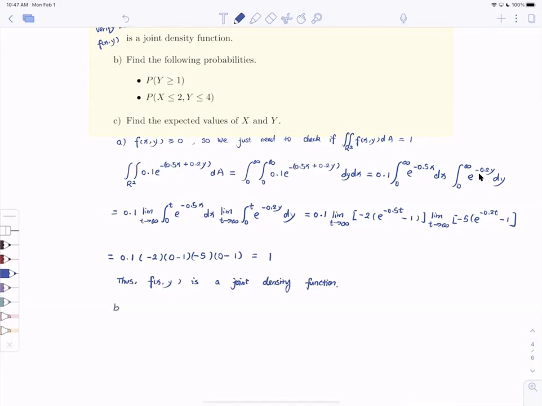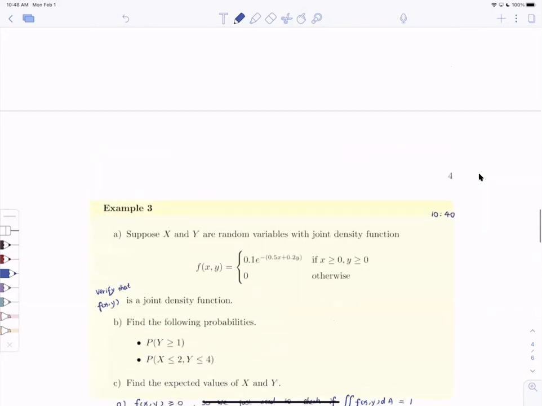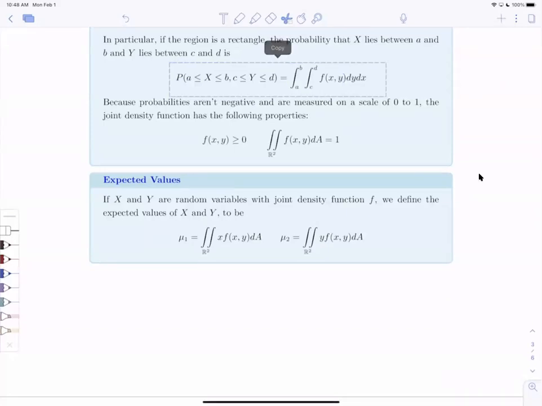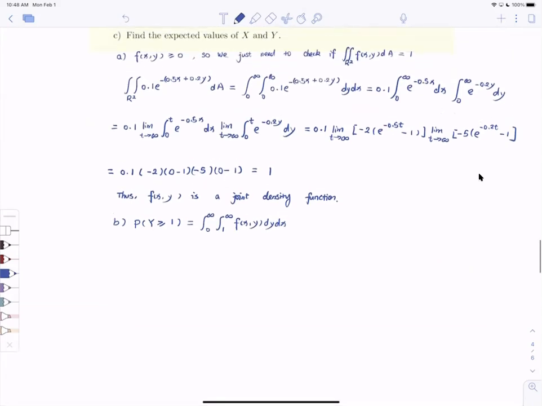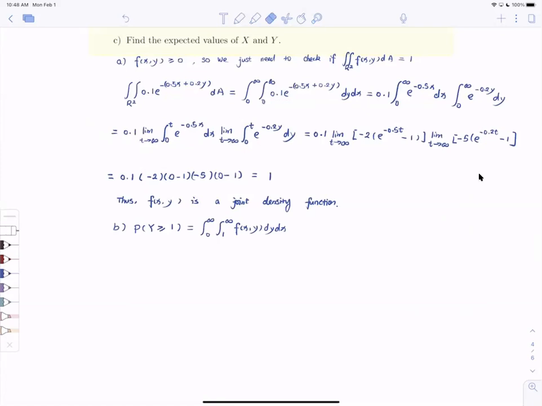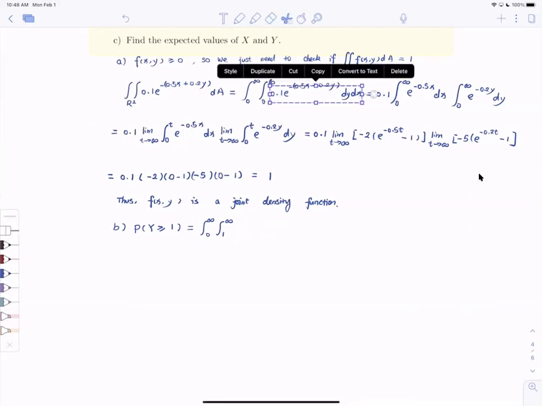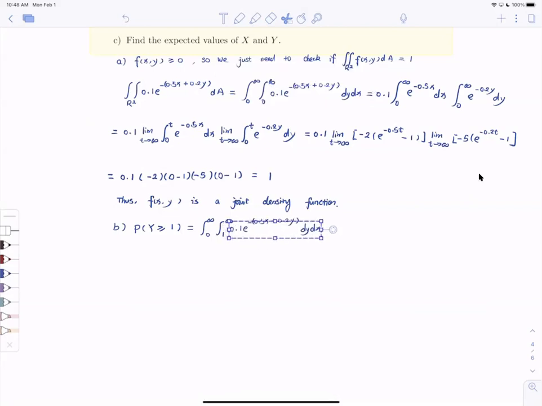Okay, part B. Find the following probability. So you need to use this formula to compute this. So let's try that. So P of y greater than or equal to 1 equals the integral from 0 to infinity, 1 to infinity, of f(x,y) dy dx. And f(x,y) is just this. So I'm going to replace this with that. So it's basically the same thing except you're changing the bound.